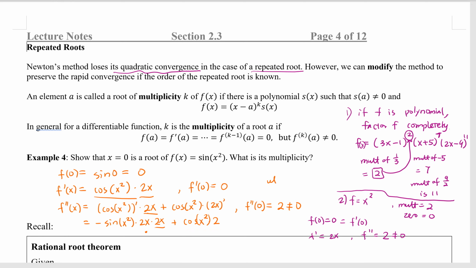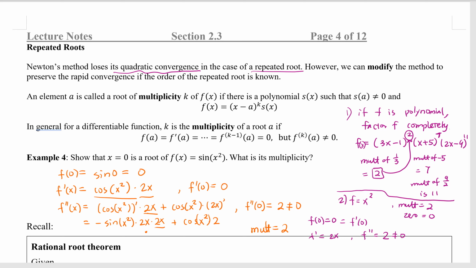Let me put it down there. So the multiplicity equals 2 in this problem. So far, so good, everybody? Okay, if it's a polynomial, you can use this method, keep taking the derivative, or you can just factor it completely. If the function is not a polynomial, then you have to keep taking the derivative until you find the first non-zero derivative. And whatever that order of the derivative is, the multiplicity is that number.